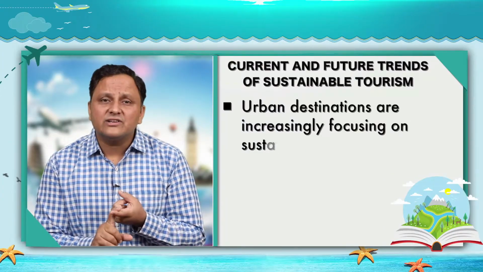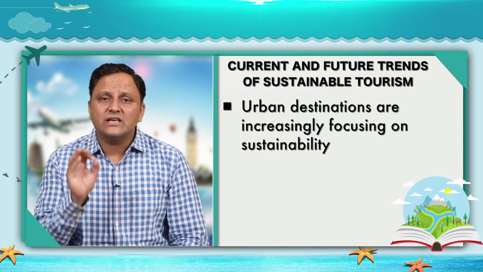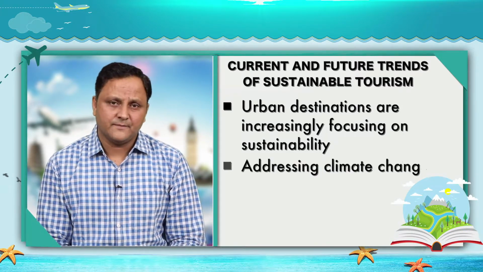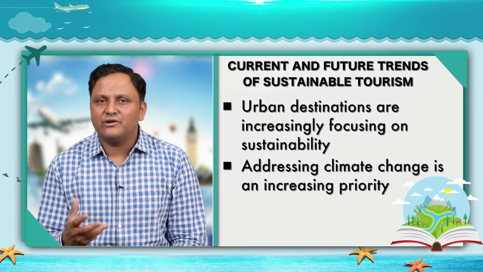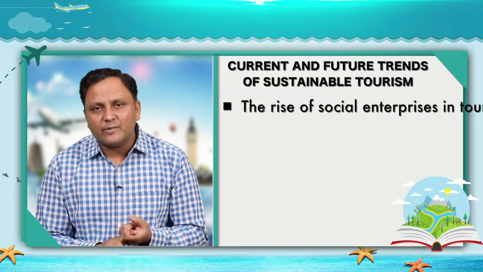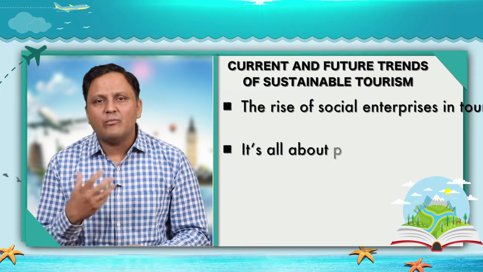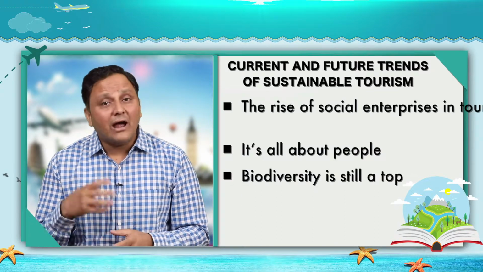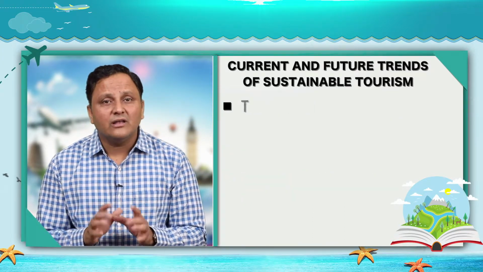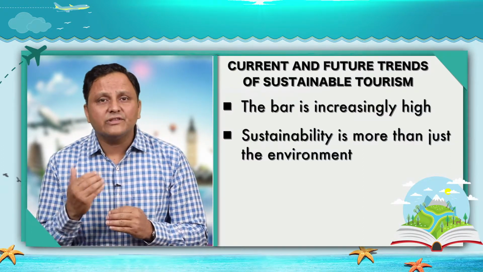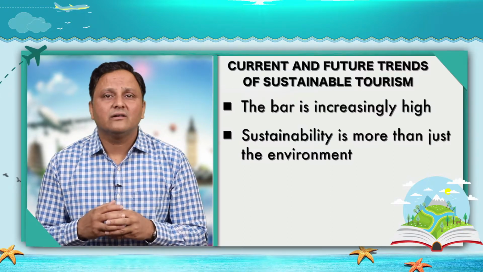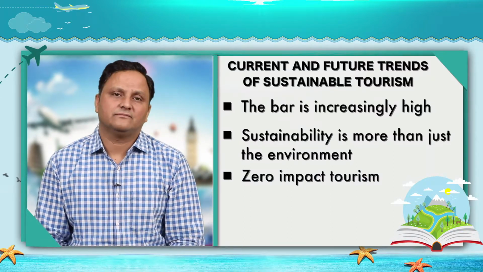There are various current trends in sustainable tourism as follows. Urban destinations are increasing, focusing on sustainability. Addressing climate change is an increasing priority. The rise of social enterprise in tourism, it's all about people. Biodiversity is still a top priority. The bar is increasingly high. Sustainability is more than just the environment and zero impact tourism.